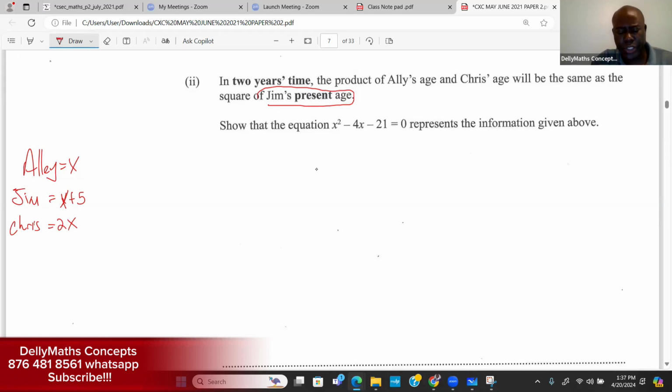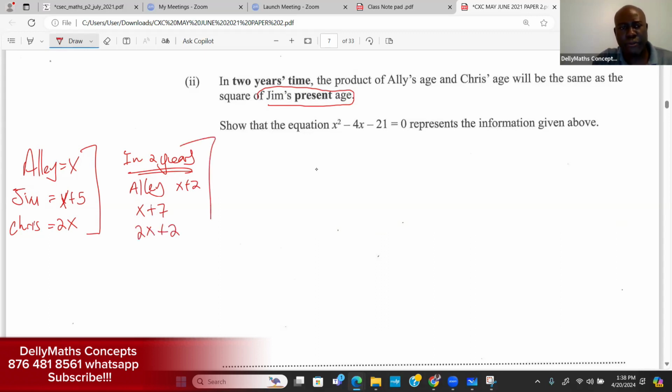All right. So let's take a look at the idea. So this is currently what's going on. In 2 years, everything will switch up, right? In 2 years, we're talking about Ali. Ali is going to be X plus 2. Jim is going to be X plus 7. Chris is going to be 2X plus 2, because we're referring to 2 years from what they are now, right?